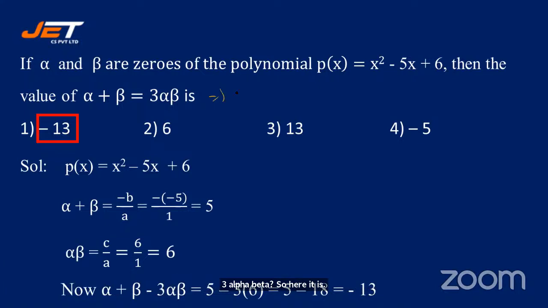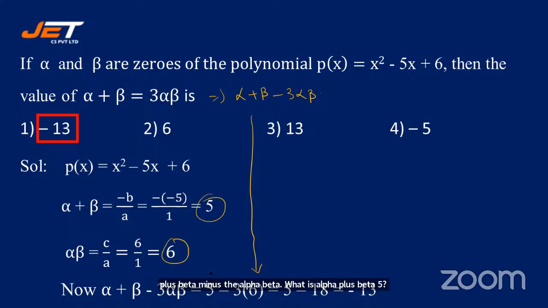See, from this question, we are taking alpha plus beta. When this plus 3 alpha beta comes to the other side, it becomes minus 3 alpha beta. So that is how we are doing it here. All right. So alpha plus beta minus 3 alpha beta. What is alpha plus beta? 5. What is alpha beta? It is 6. So 5 minus 3 into 6. So 5 minus 18 is minus 13. That is why option 1 is right.